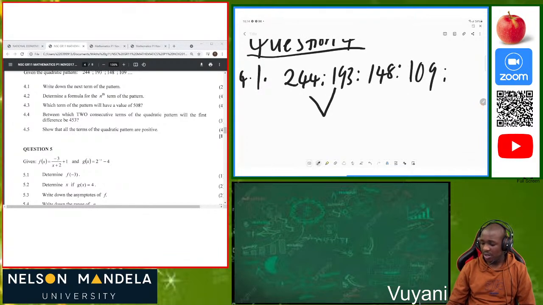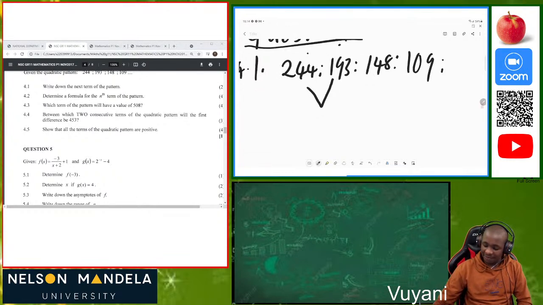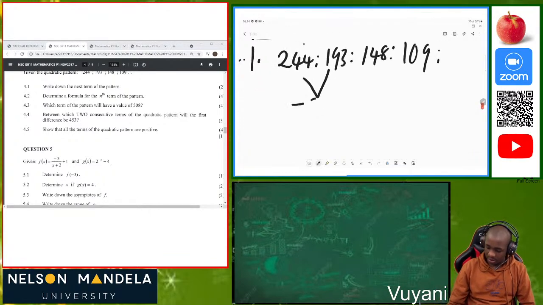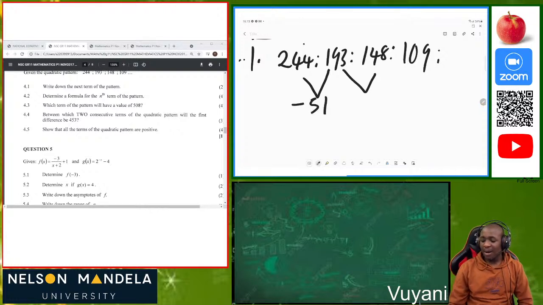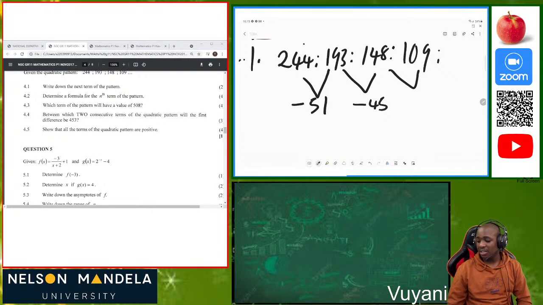So first we're going to say T2 minus T1. So 193 minus 244, we get negative 51. Then when we say 148 minus 193, we get negative 45. When we say 109 minus 148, we get negative 39.